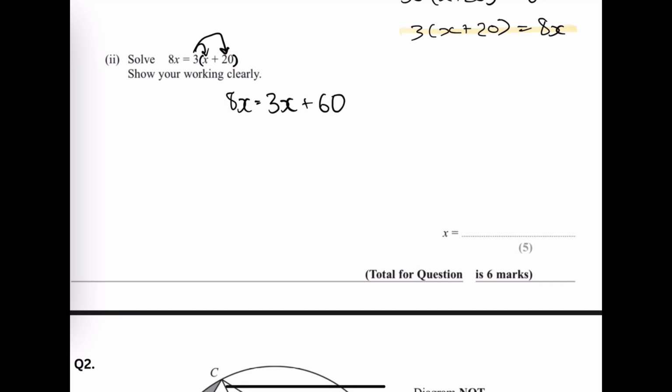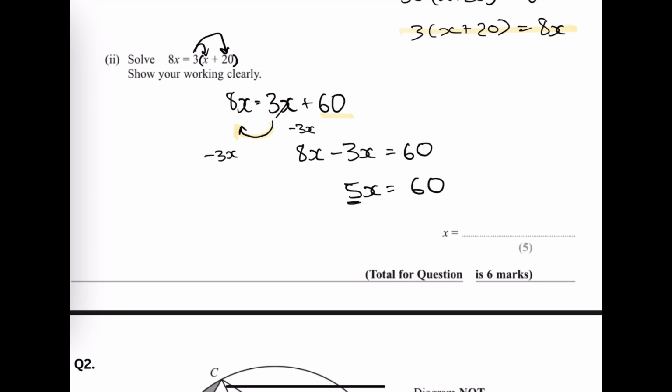So then what do we do? We put all the x's onto one side and we put all the normal numbers onto the other. So we collect like terms in different parts of the equation. So this will be 8x, when we switch its sign around, because we're doing the same on both sides so that we can move this over here, it will be minus 3x equals 60. So this is 5x equals 60.